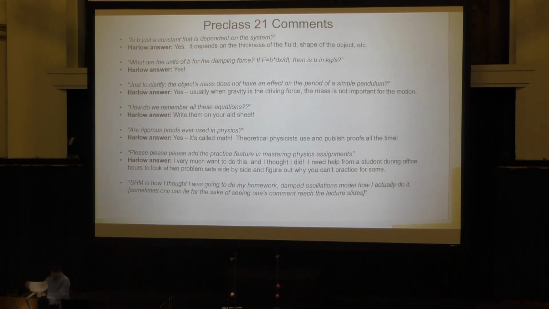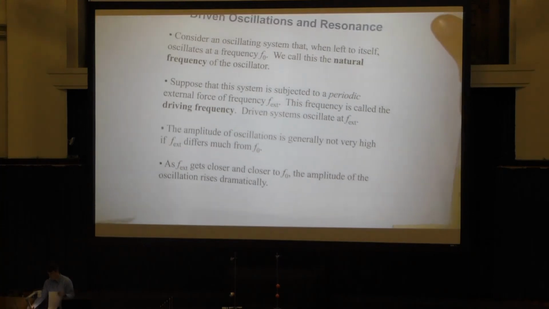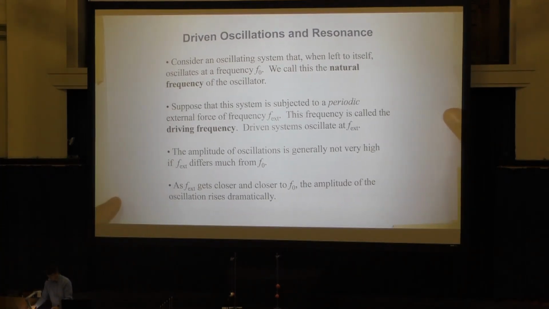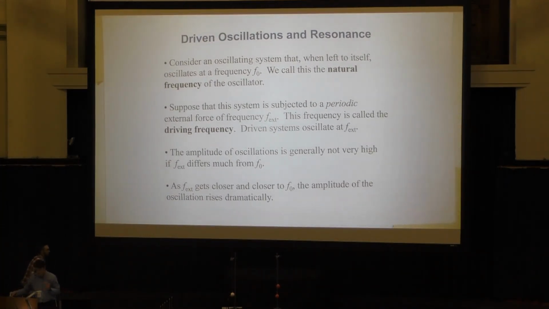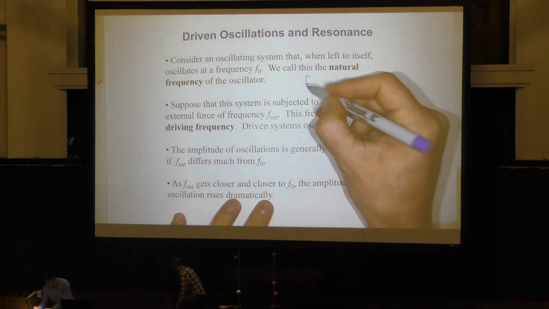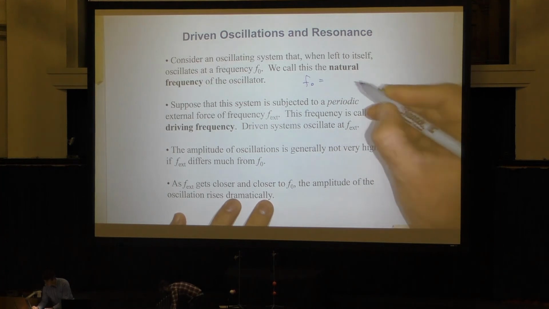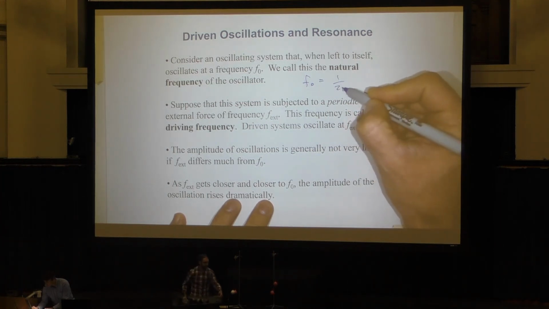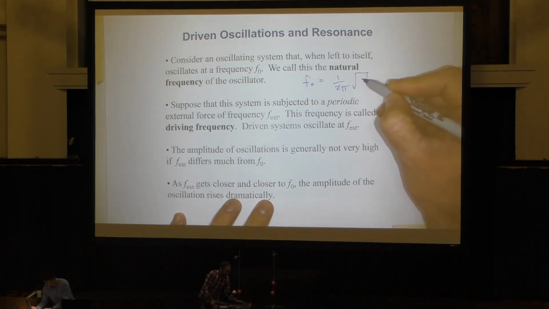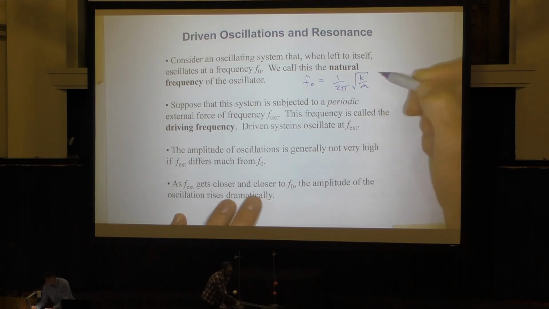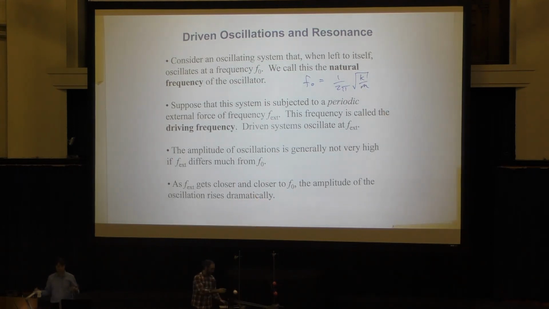All right, and then lastly, you've got a little bit of time. I want to talk about driven oscillations and resonance. If you've got an oscillating system that, when left to itself, oscillates at some frequency f sub 0, we call that the natural frequency. An example would be f sub 0 equals 1 over 2 pi square root of k over m for a mass on a spring. That's your natural frequency.